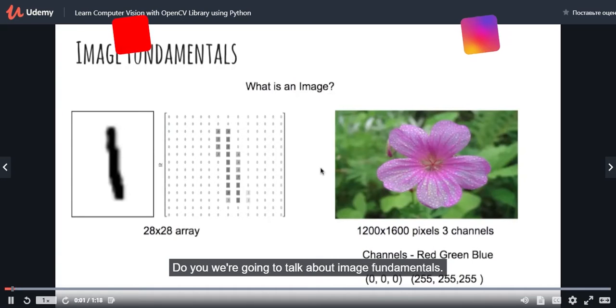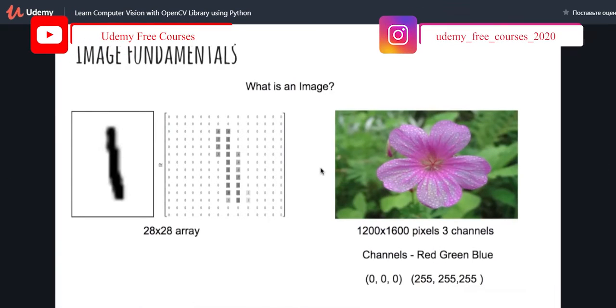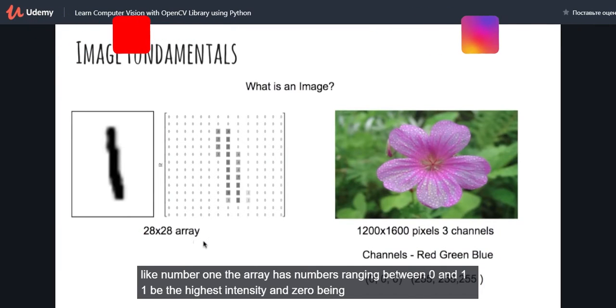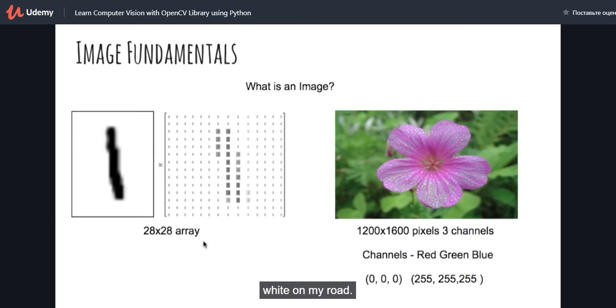Here we're going to talk about image fundamentals. On my left, we can see an image represented as a 28 by 28 array, which we can also see looks like the number 1. The array has numbers ranging between 0 and 1, 1 being the highest intensity and 0 being white.